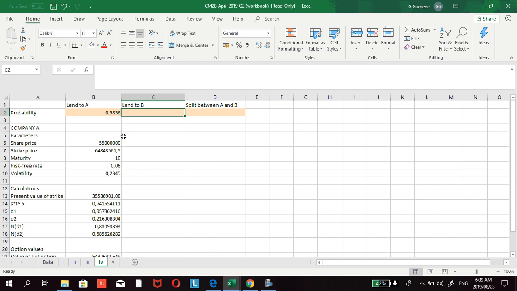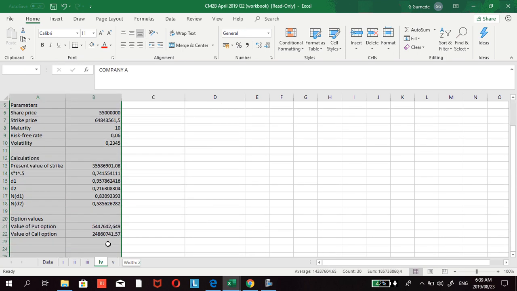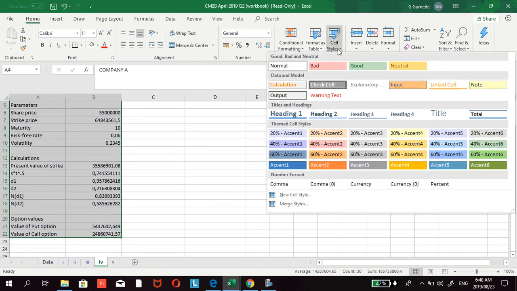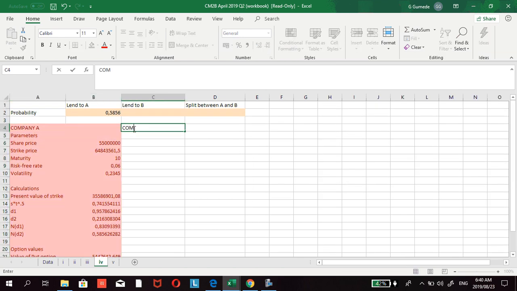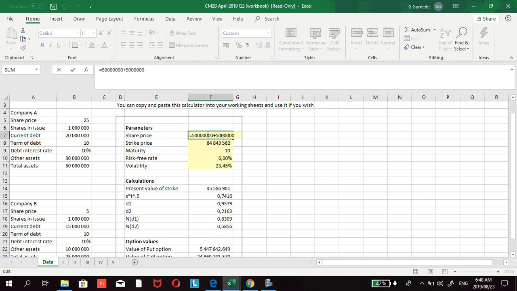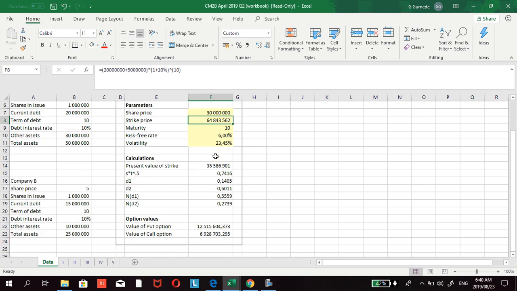Okay, then I'm going to do the same thing for company B. So let me highlight this so that I won't confuse my workings. I'm going to do the same thing for company B. I'm going to come here and say my share price will now be 25 million plus. Okay. I'm going to press enter.